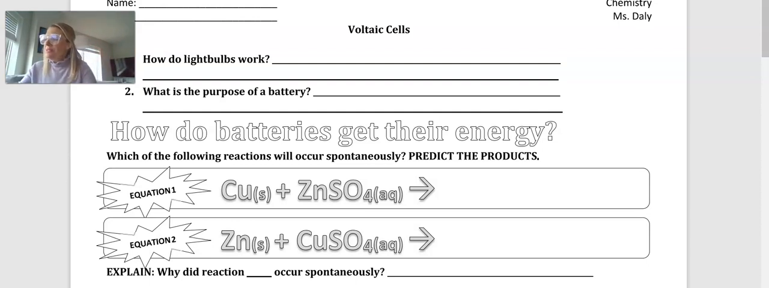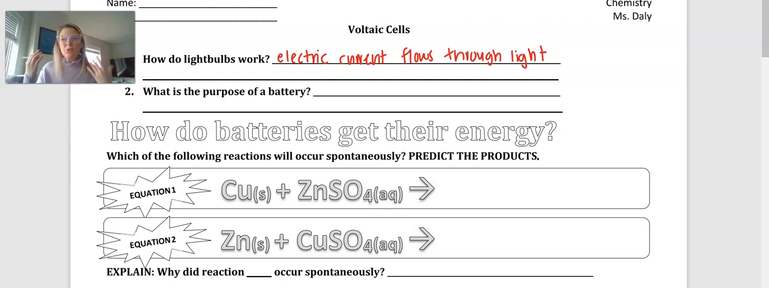In order to get our lights to turn on or off in our home, we essentially need to flip a switch. And what happens when I flip that switch? Electric current is going to flow through the light. And where do we get that electricity from? Well, we get it from different companies that provide us electricity. So that electricity is provided by an alternate source.